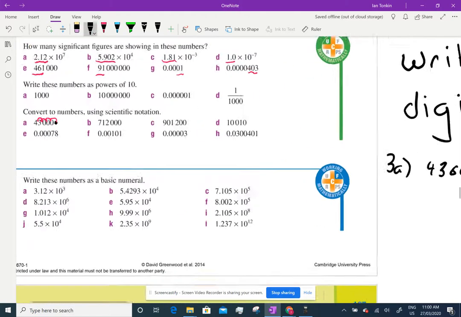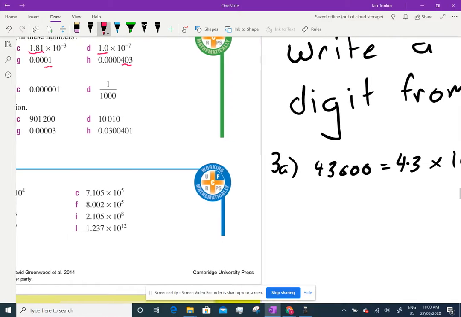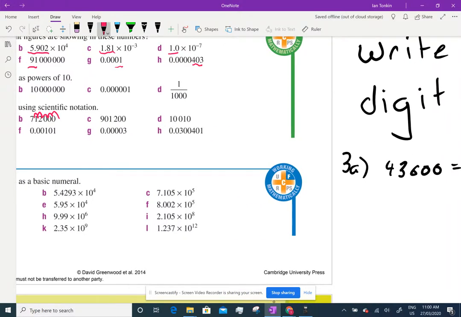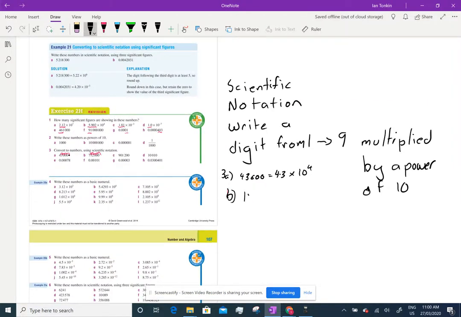Here, this one, how many spots are we going to move it? 1, 2, 3, 4, 5. So B, 712,000 equals 7.12 times 10 to the power, when we move it 5 spots. Now, you don't need all those other zeros.